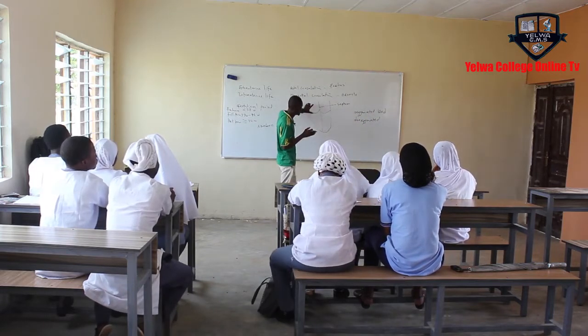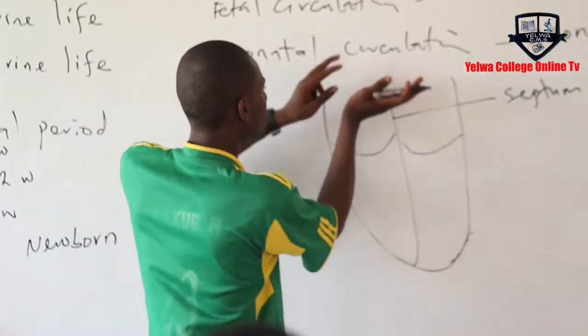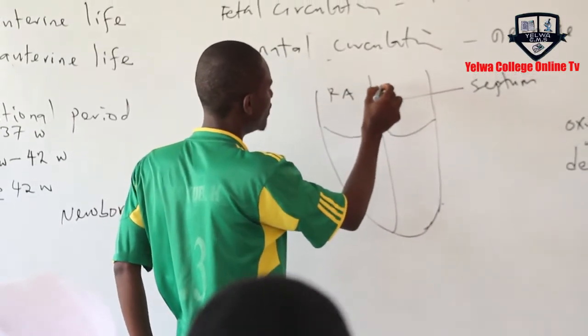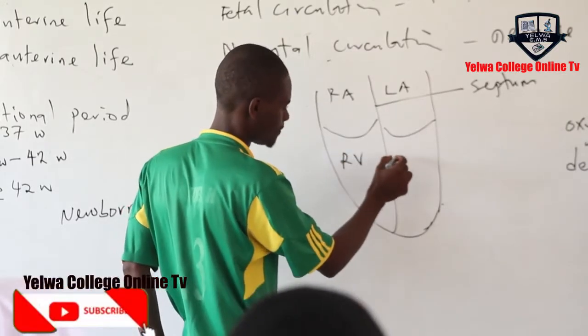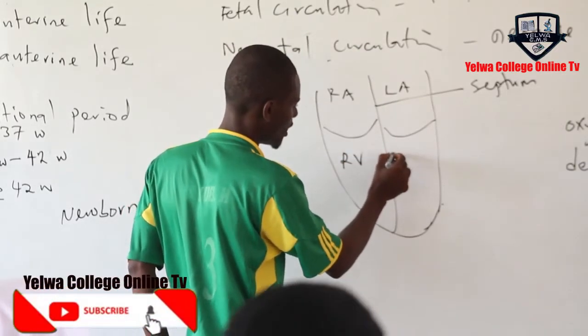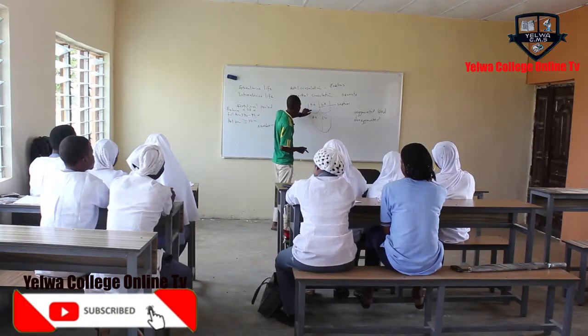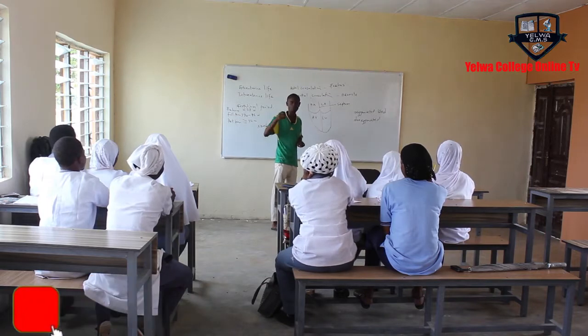Each side can also be further divided into 2. We have the atrium and we have a ventricle. So we have right atrium and we have left atrium. We have right ventricle and we have left ventricle. Is that clear now? There is a valve between the atrium and the ventricle on each side. A valve that closes and opens when blood is coming.